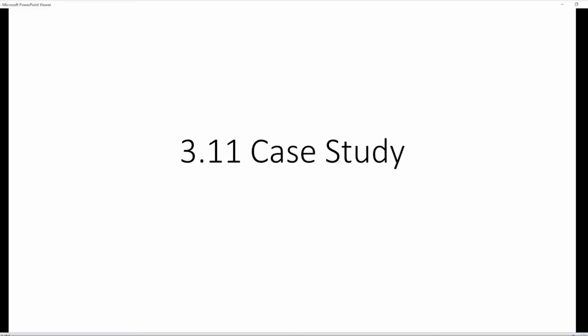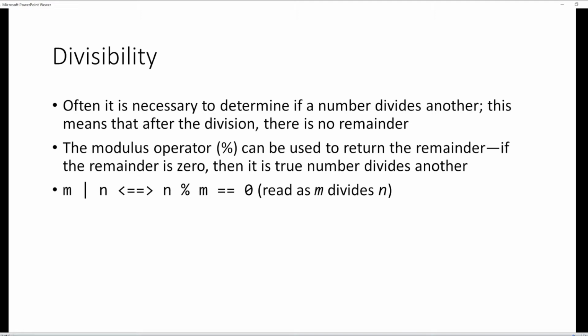In this section, we're going to do a case study testing for a leap year. Let's start with a little bit of mathematics. I pulled this from Introductory Theoretical Math. This is an operation called divides. You're familiar with it. It's just rearranged in how it's explained.